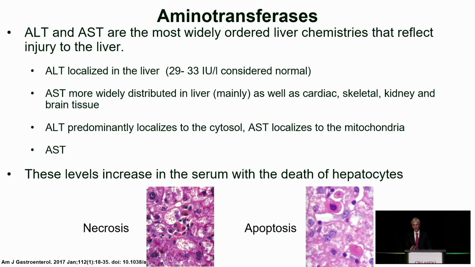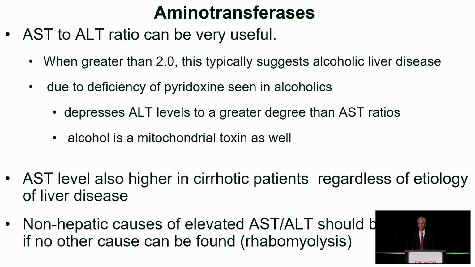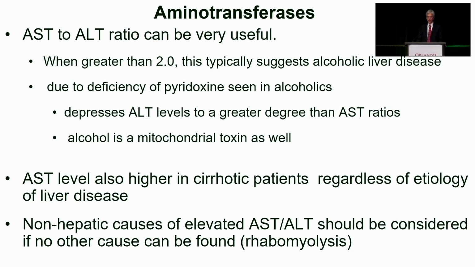These levels go up when liver cells die by necrosis or apoptosis, as shown down here. The AST-ALT ratio is very helpful. If it's greater than 2, this really suggests alcohol use disorder, and this has been described, and it's due to pyridoxine deficiency. Those who have alcohol use disorder are pyridoxine deficient. This suppresses ALT levels to a greater degree than AST. Alcohol is also a mitochondrial toxin, and so particularly with the SARS-CoV-2 pandemic, we've seen much more of this.